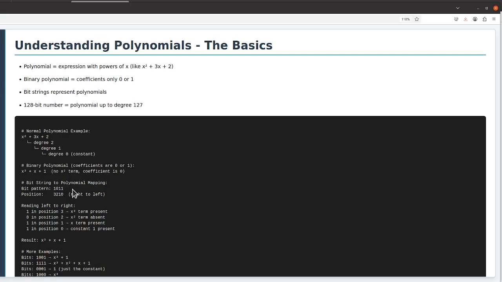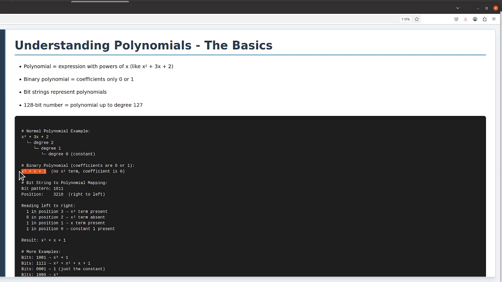In GHASH, we use a special kind of polynomial where the coefficients, the numbers in front of x, can only be 0 or 1. This is called a binary polynomial. For example, x cubed plus x plus 1 is a binary polynomial. It means the coefficient of x cubed is 1. The coefficient of x squared is 0, a missing term, the coefficient of x is 1, and the constant is 1.